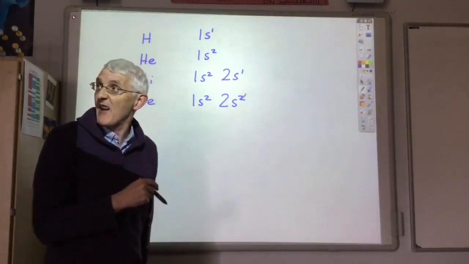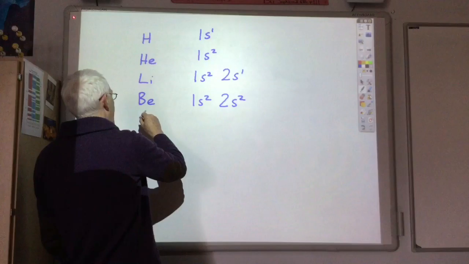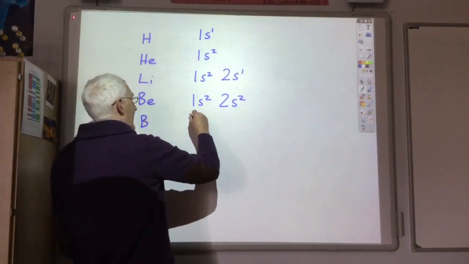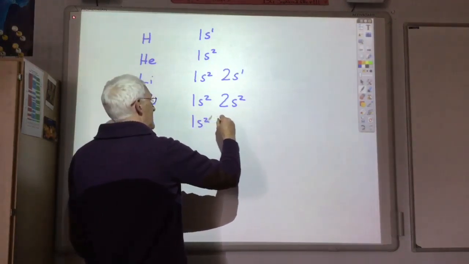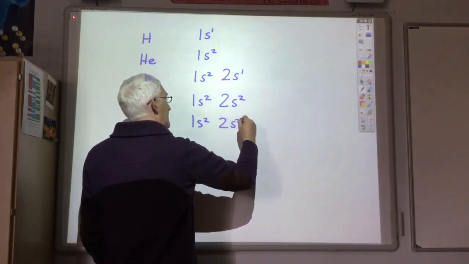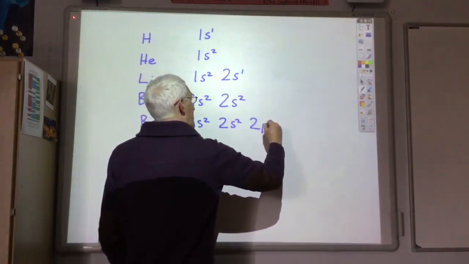Then we have boron, it's 5 electrons, 1s2, 2s2, 2p1.